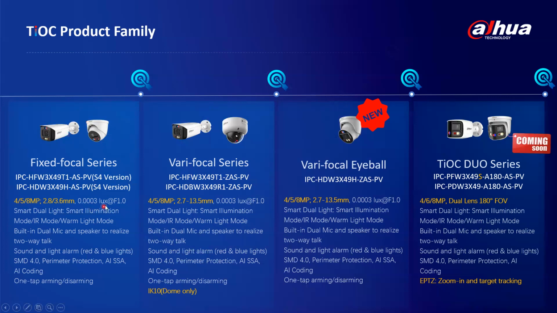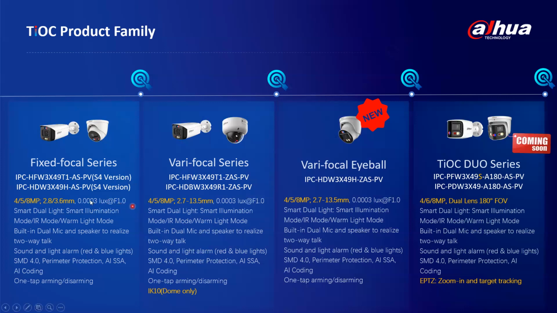Then this has a lux value of 0.003 with an f value of 1.0. This f value of 1.0 defines the size of the aperture for this particular camera. The smaller the f value, the bigger the aperture of the camera. The aperture is basically the size of the window that allows the camera to pick up enough light to ensure that it produces high quality images.